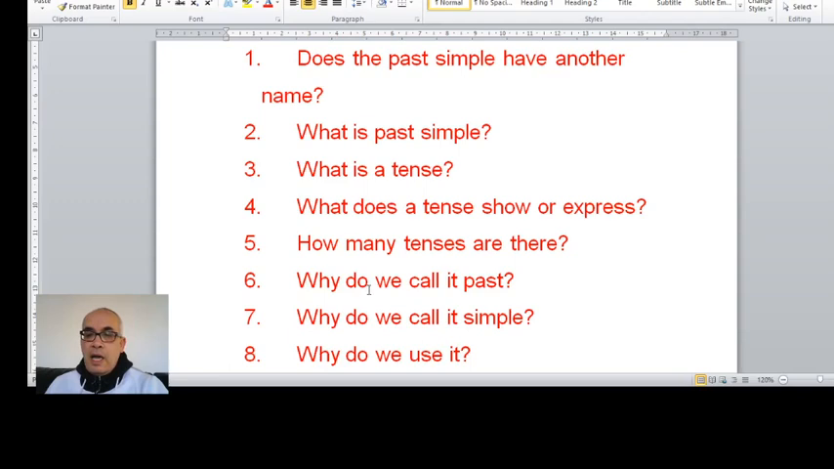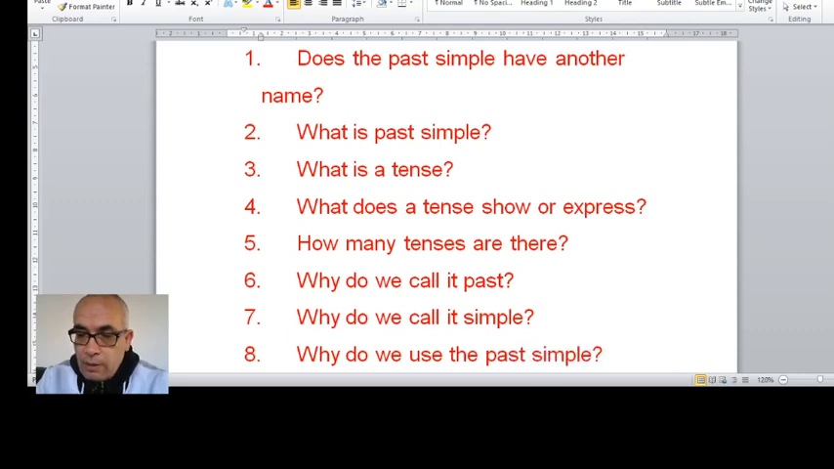Number 6, why do we call it past simple? Why do we call it past? And why do we call it simple? And why do we use it? Why do we use the past simple? If you want, I can put here, why do we use the past simple?